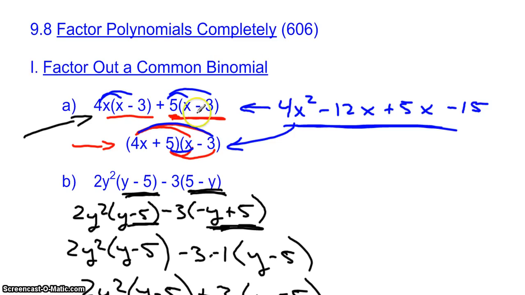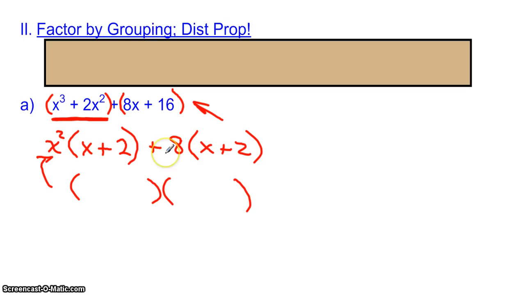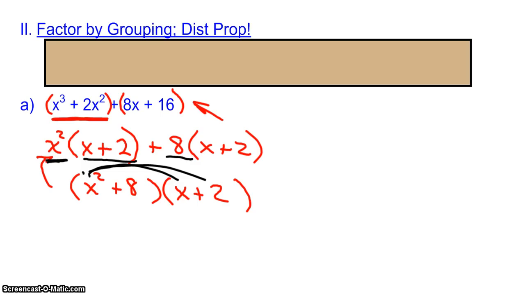We just did this here. They both were multiplied to x minus 3, so we brought 4x plus 5 together. So what will we bring together here? The x squared and 8. Plus 8 times... That's 2. Good. Good job, that's it. So again, the x squared is still being multiplied to the x plus 2. There it is, right? The 8 is still being multiplied to the x plus 2. There it is. So we now have a completely factored form.